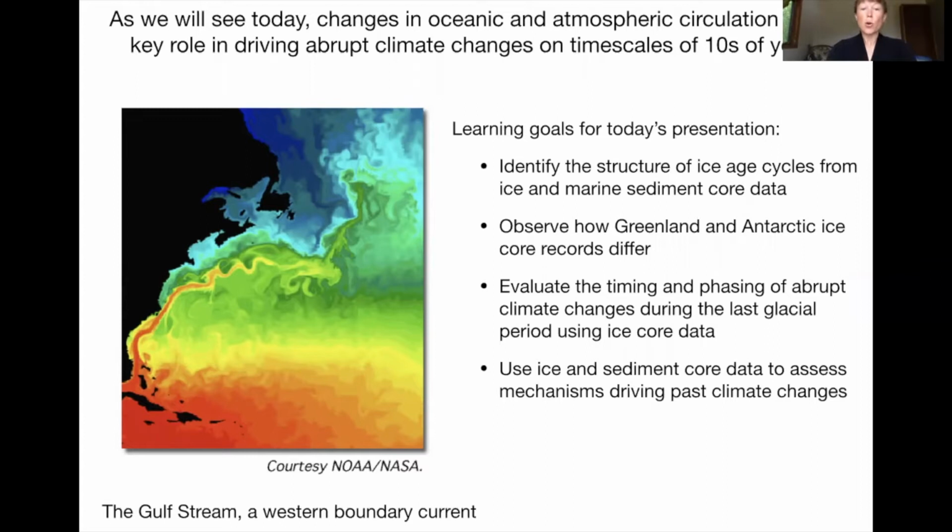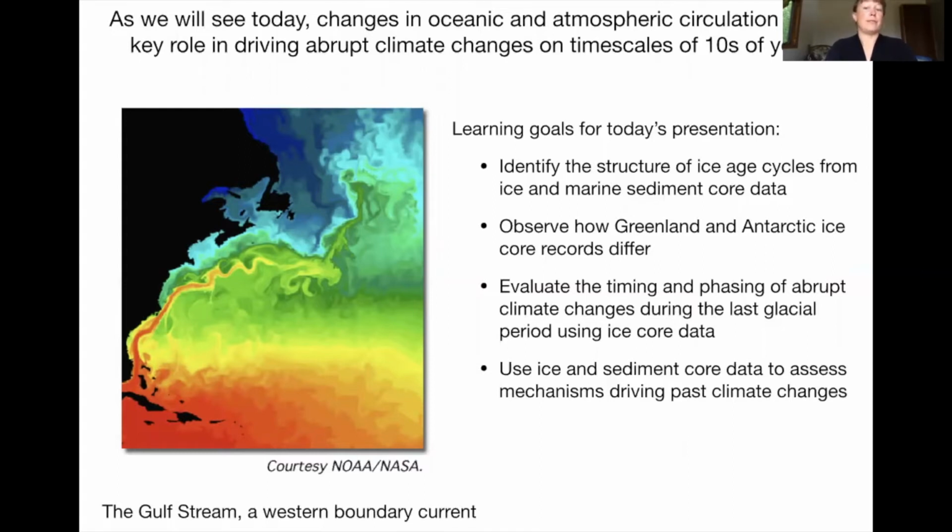So the goal of our talk today is to look at how changes in ocean and atmospheric circulation play a key role in driving abrupt climate changes. These are changes that happen on timescales of tens of years. So things that happen really fast in the climate system.